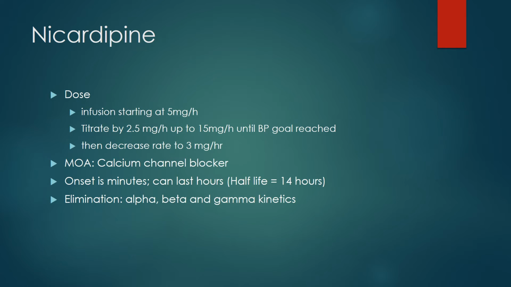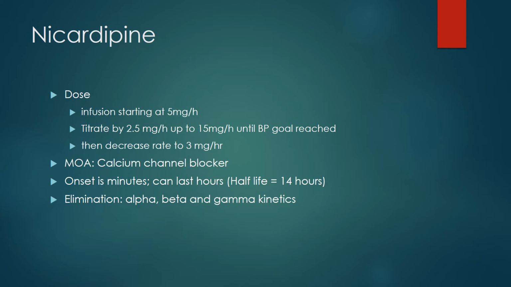Nicardipine is the blood pressure medication I have most seen in these patients with ischemic stroke. For the dose, you want to start an infusion at 5 milligrams an hour and titrate up 2.5 milligrams an hour until that blood pressure goal is reached. The maximum is 15 milligrams an hour.